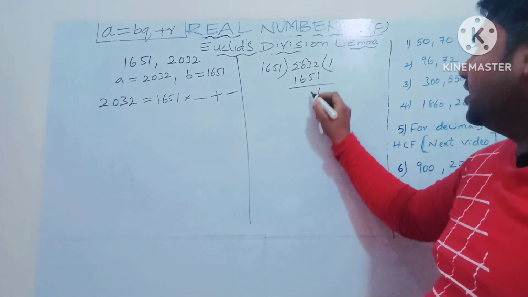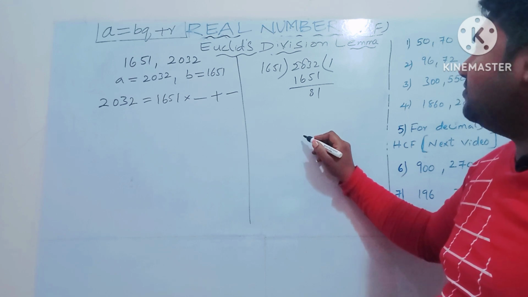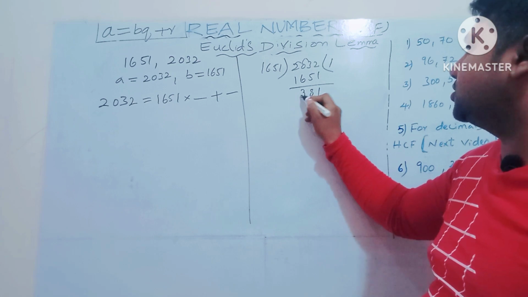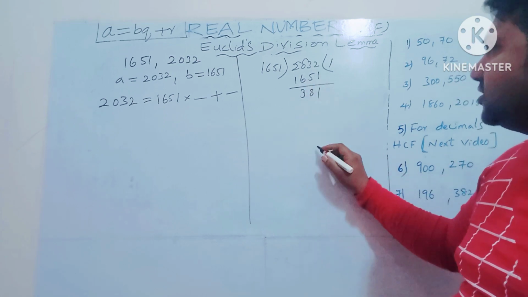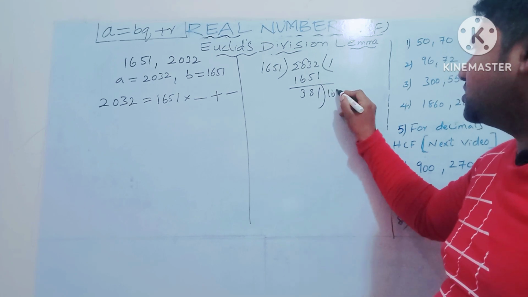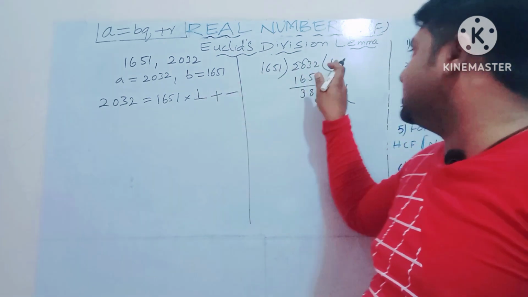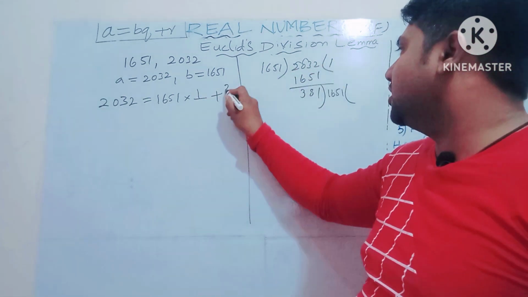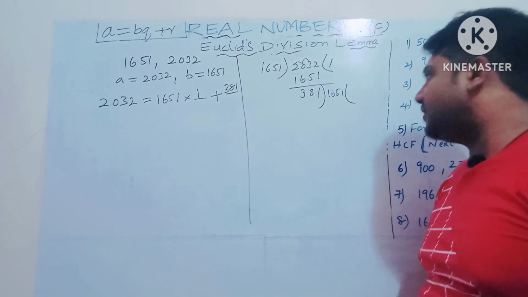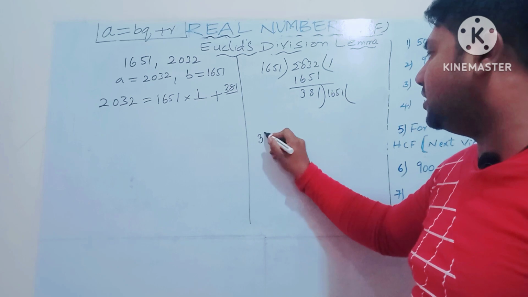13 minus 5 is 8. Yes, 8. And then here 9 minus 6 is how much? 3. Then 1 minus 1 is how much? 0. Got it? Then 381. I can write 1651 ones are 1651, and remainder is 381. Okay, then find 381 into 4, to compare with 1651.